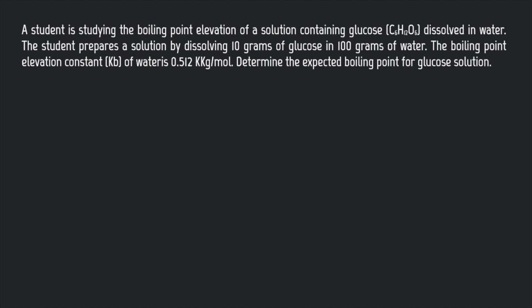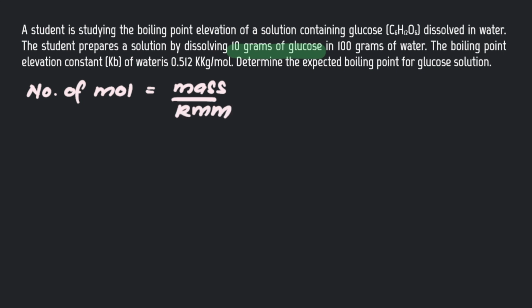Alright, so in this question, you were given the mass of the glucose. We have 10 grams of glucose. So, since we know the mass, we can calculate the number of mole. Number of mole is equivalent to mass over RMM. Right, so the mass is 10 gram.